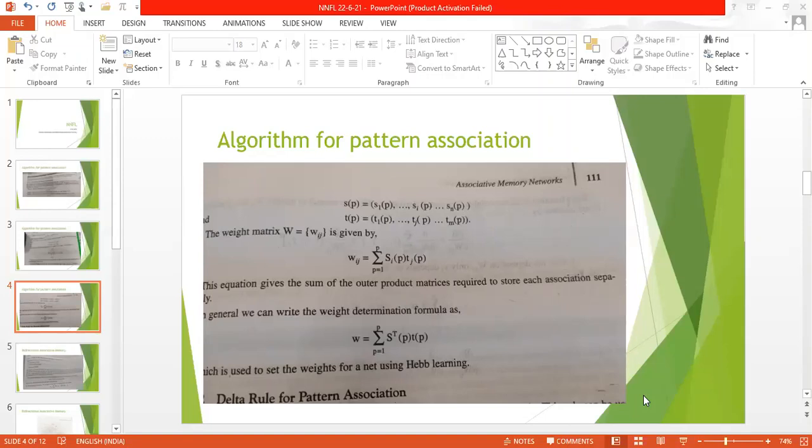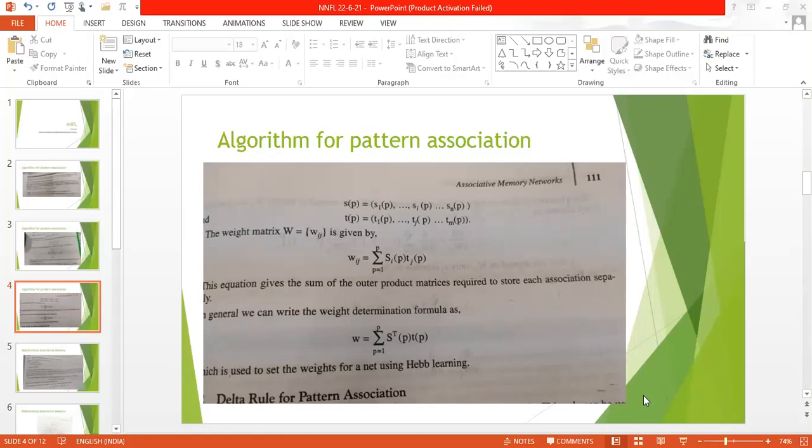So coming to your next one, bidirectional associative memory. There are many different problems on this pattern, weight matrix determination for different patterns.